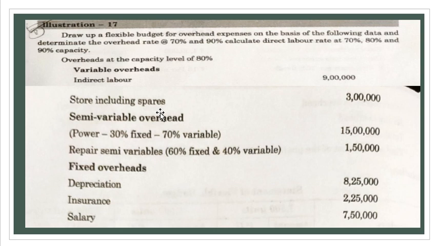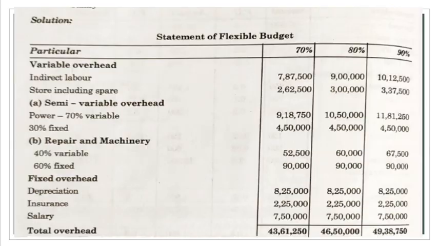Under variable overheads, we have indirect labor as the first variable overhead. Next we have stores including space. Then we have semi-variable overheads: power, where 30% is fixed and 70% is variable, and repairs, semi-variable, where 60% is fixed and 40% is variable. Then fixed overheads: we have depreciation, insurance and salary. This kind of problem we have already solved, but again we will classify it and learn this.